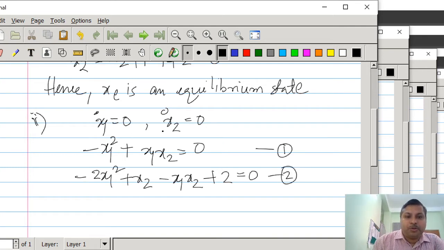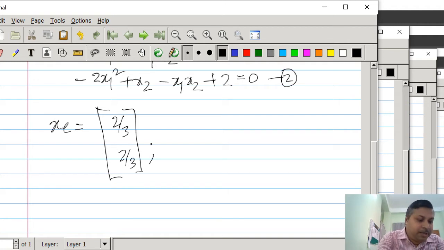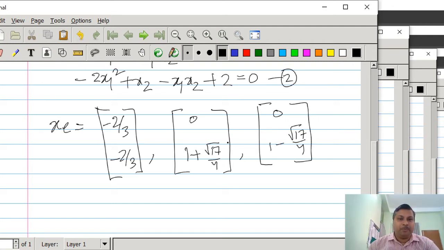Then you have to solve these equations 1 and 2. If you solve, you will get 3 more equilibrium points. The first equilibrium point will be 2 by 3, minus 2 by 3, and another equilibrium point you will get is 0, 1 plus root over of 17 minus 4. This is one equilibrium point, and another equilibrium point will be 0, minus root over of 17 minus 4. So there will be the existence of 3 more equilibrium points. Fine.